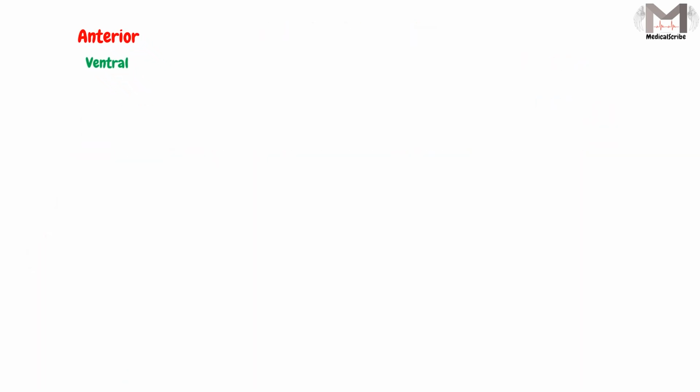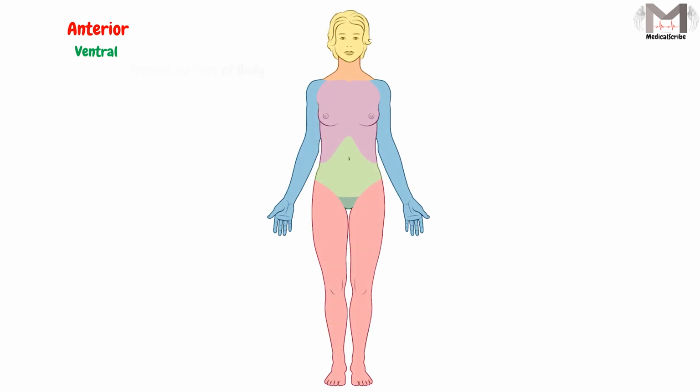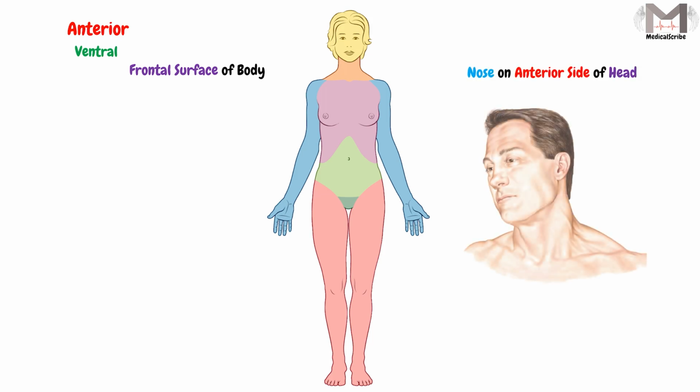So, the anterior describes the structures that are nearer to the frontal surface of the body. For example, if we say the nose is on the anterior side of the head, that means the nose is the structure positioned nearest the frontal surface in the head region. Or if we say the nose is anterior to the ears, what does that mean? It means the nose is anterior or in front of the ears and next to it.